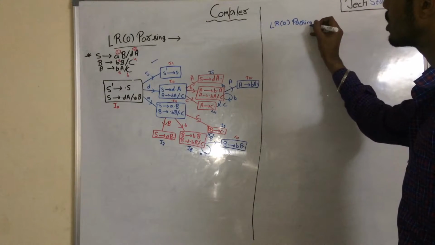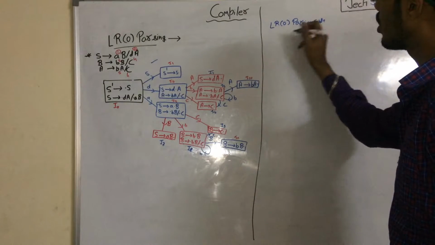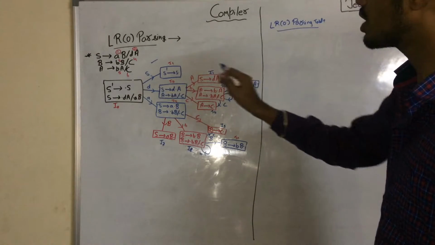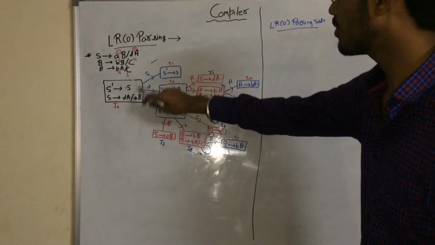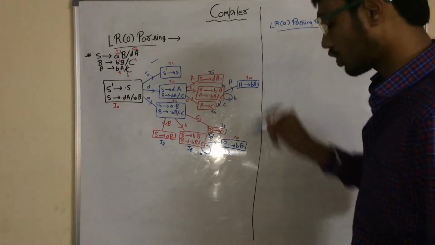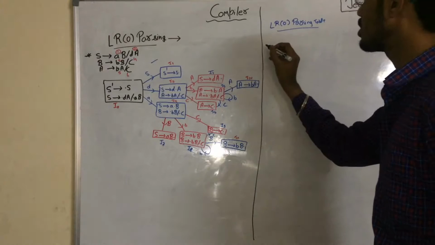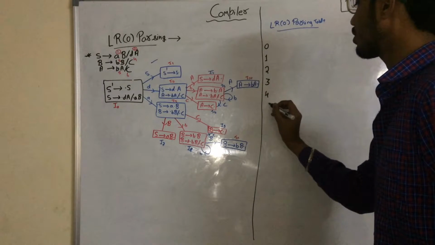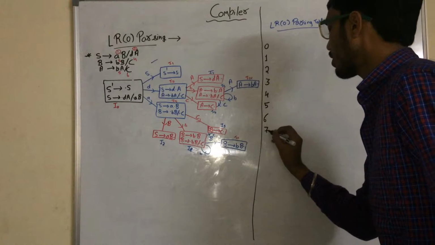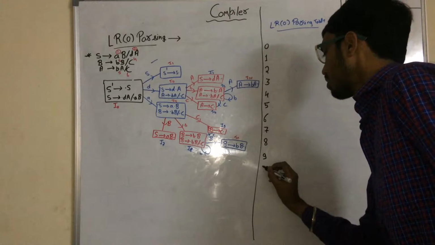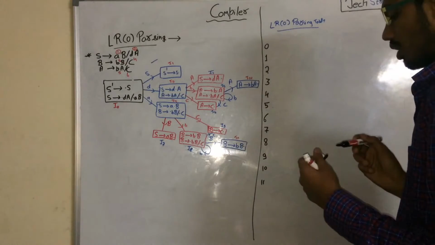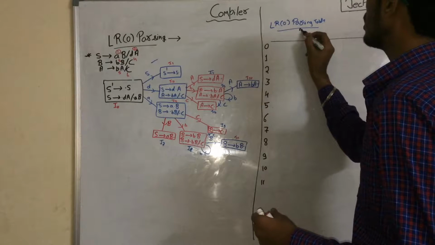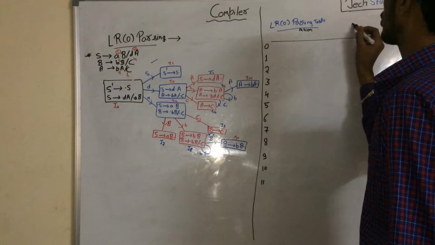In the LR0 parsing table, firstly, on the left hand side, vertically we have to mention all the states. So here we get 0 to 11, we have 12 states. So mention all the states as 0, 1, 2, 3, 4, 5, 6, 7, 8, 9, 10, 11. Now divide this table in two parts. One is for action and one is for goto.